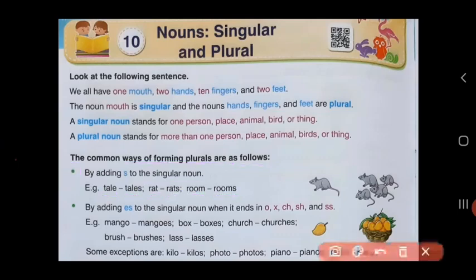In the second way, by adding es to the singular noun. But here there is one rule. Es is added to only those singular nouns that end in these alphabets: O, X, CH, SH and SS. Let us see some examples.